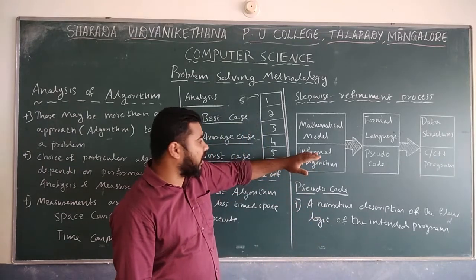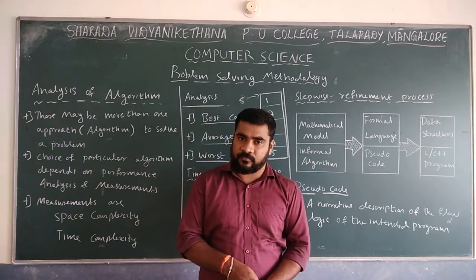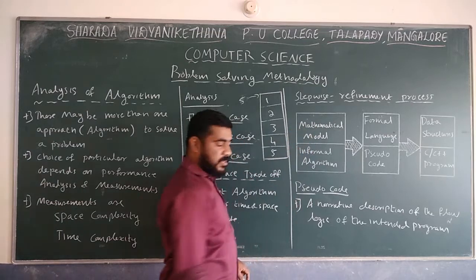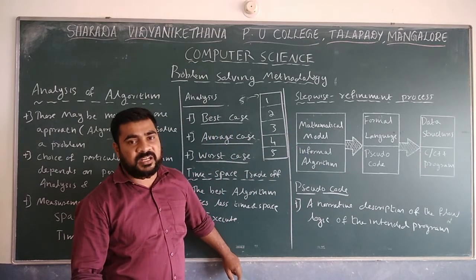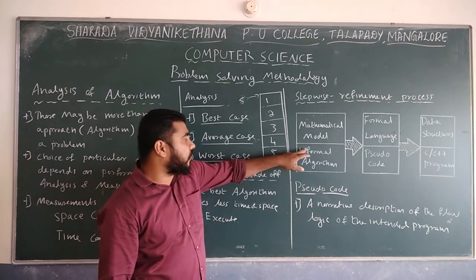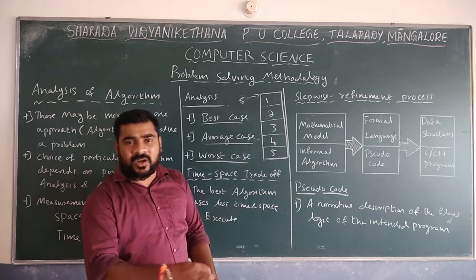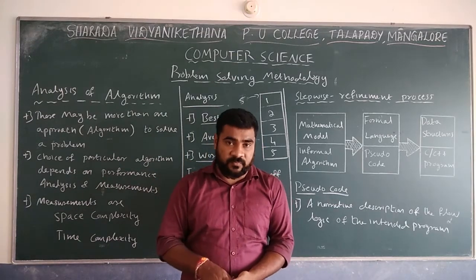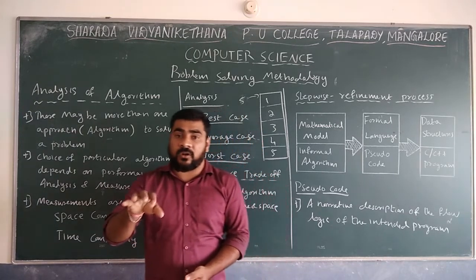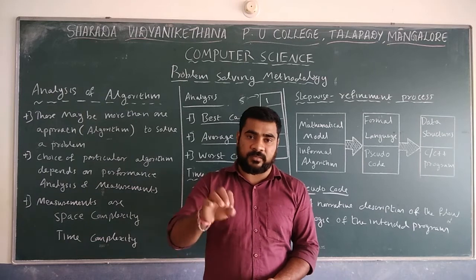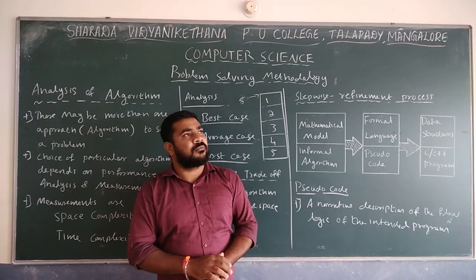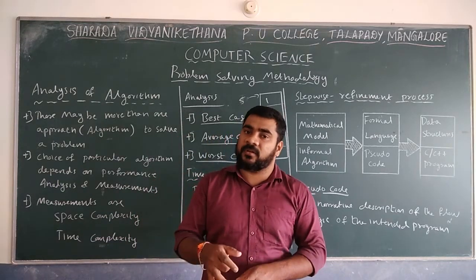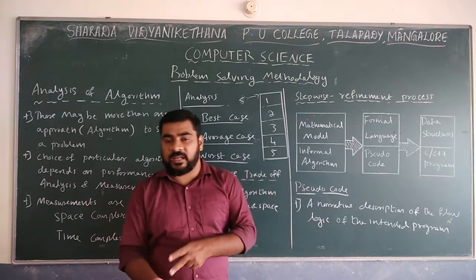The first is the informal algorithm. What is the informal algorithm? An informal algorithm can be developed by using mathematical formulas. It does not contain particular steps. It mainly contains, for example, if you want to find the area of a circle. Normally an algorithm has steps: step 1 is start, next input, next process, then output, finally stop.